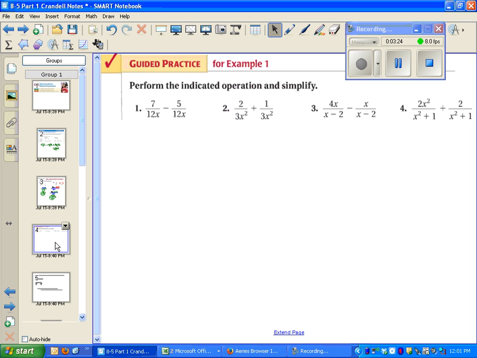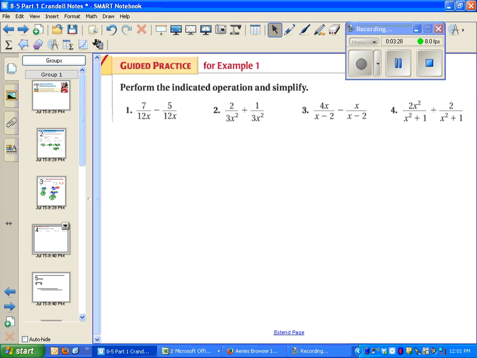Okay, guided practice, same idea. So we have all of them up here. You guys can totally do these. They're all like terms, so key is to keep the same name. So write the same name first, then combine like terms. Write the same name, combine like terms on the top.